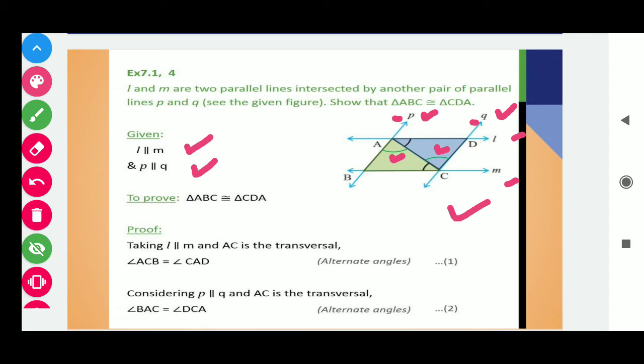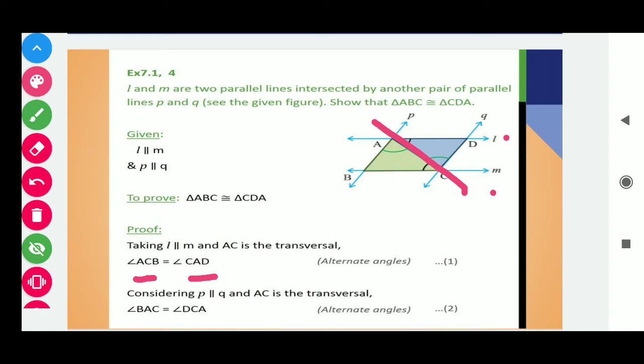Taking L is parallel to M and AC is the transversal. Students, if two lines are parallel and a third line intersects both the lines, then that line is called the transversal. So here transversal is AC. Yes, this line is transversal between LM and parallel lines. And so angle ACB is equal to angle CAD. You can observe here that angle ACB is equal to angle CAD because these two angles are alternate interior angles corresponding to P and Q.